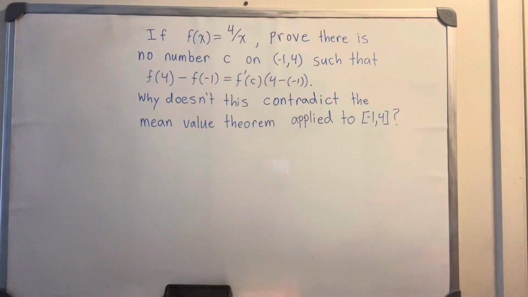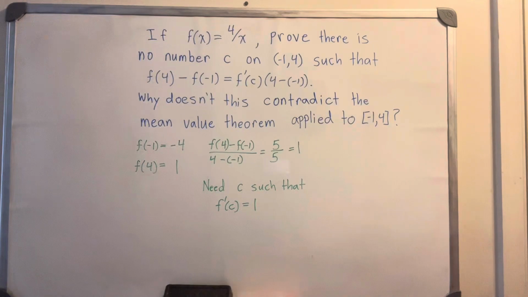All right, this problem says if f of x equals 4 over x, prove there is no number c on the open interval -1 to 4 such that f of 4 minus f of -1 is equal to f prime of c times 4 minus -1. And then why doesn't this contradict the mean value theorem applied to the closed interval -1 to 4?